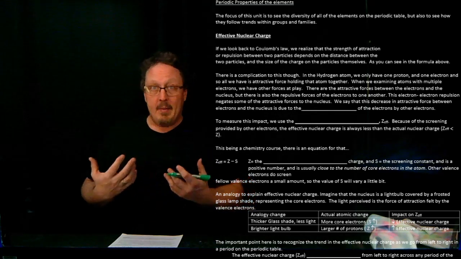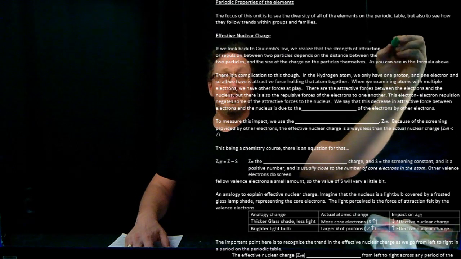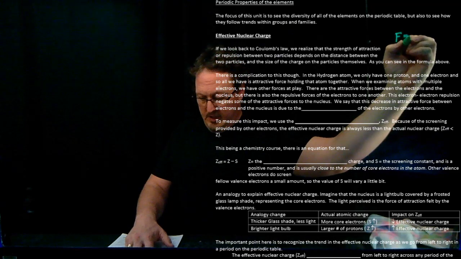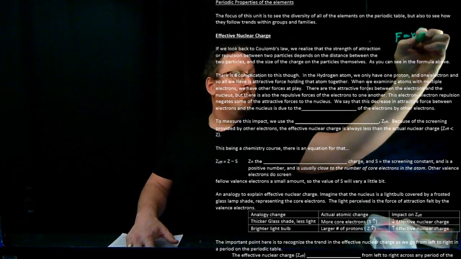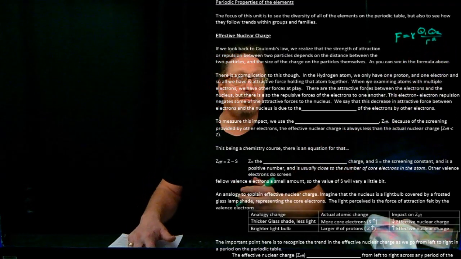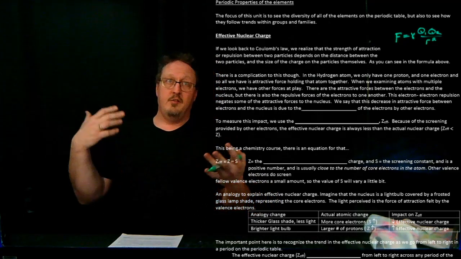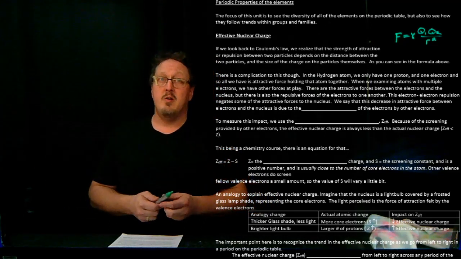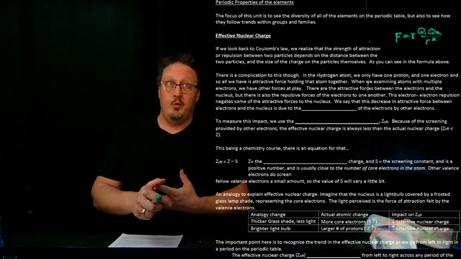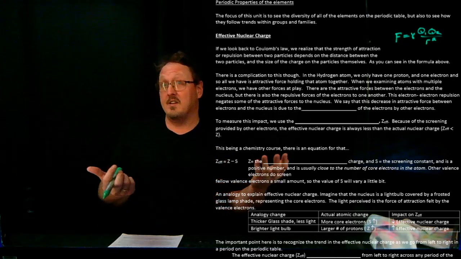If we look back at Coulomb's law, which is the basis for effective nuclear charge, the equation is F equals K Q1 Q2 divided by the radius squared. That's Coulomb's law. What Coulomb's law tells us is that the strength of attraction or repulsion between two particles depends on the charge of the particles themselves, that's Q, and it also depends on the distance that those things are apart, that's R.